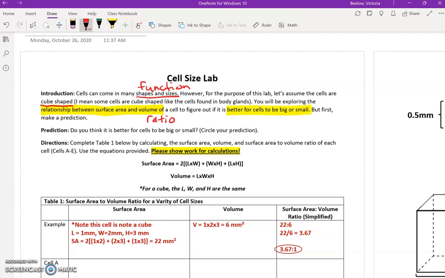So I want you to make a prediction. So go ahead and answer that prediction here. So you're going to circle, do you think it's better for cells to be big? Or is it better for cells to be small? So go ahead and answer that question.